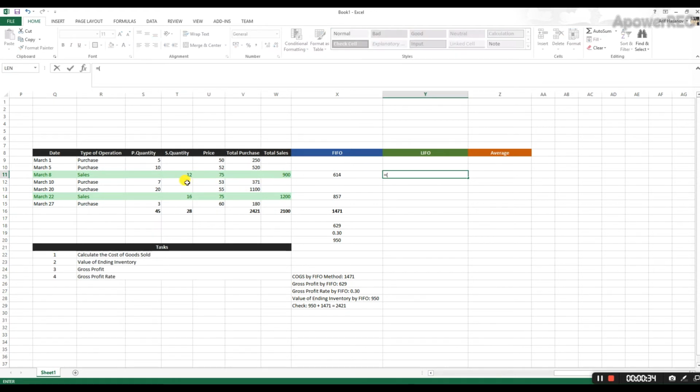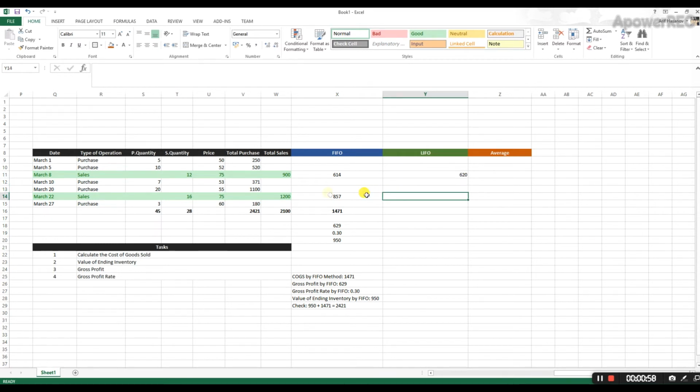So if it's 12, of course we take 10 from this, that is for 52. So 10 multiplied by 52 plus 2 is missing, right? So we take 2 from the 5. That is for 50. So that will be 2 multiplied by 50. So this is cost of goods sold.